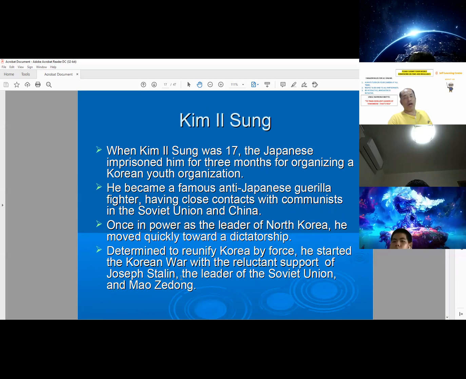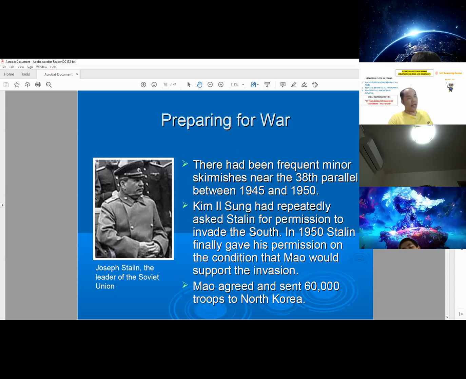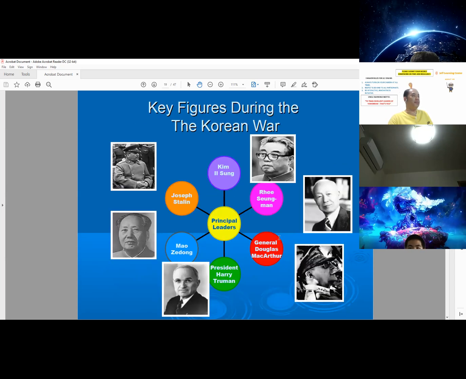Just take note for the two of you, Harvey and Simpson. Okay. Kim Il-sung was 17. The Japanese imprisoned him for 3 months for organizing Korean youth. So at that time, during World War II, before that, he was already very anti-Japanese. He already had this kind of ambition to unite Korea. Okay, he became a famous anti-Japanese guerrilla fighter. So you see, he's so determined, born to be a leader of that caliber. Then Stalin came to power. Okay, we skip this one.